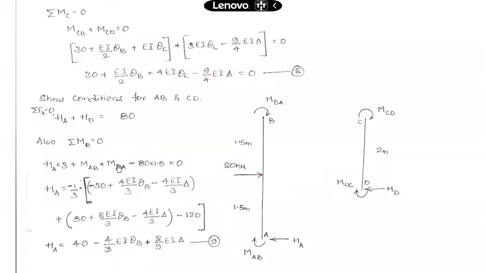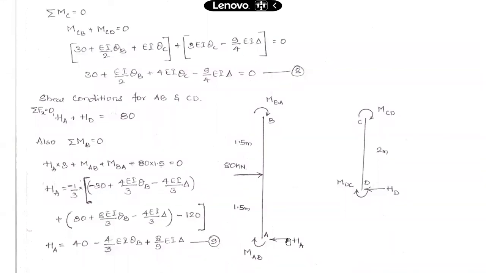Now the same way, MBA I have taken from equation number 2. You can refer to that later. Equation number 2 is giving me MBA. So it is 30 plus 8EI by 3 into theta B minus 4EI by 3 into delta. And this 120 is coming due to 80 into 1.5, the moment due to this 80 kilonewton force. So altogether, when you simplify this, this is what the equation for HA is. HA will be equal to 40 minus 4 by 3 EI theta B plus 8 by 9 EI delta. This is one equation for HA. I called it equation number 9.